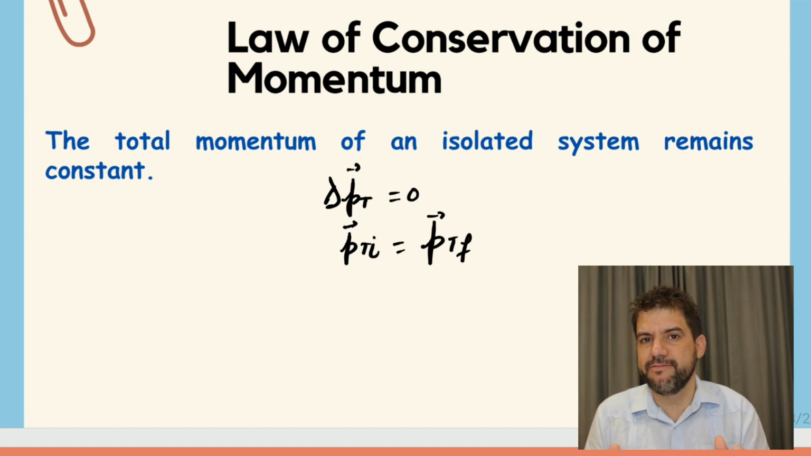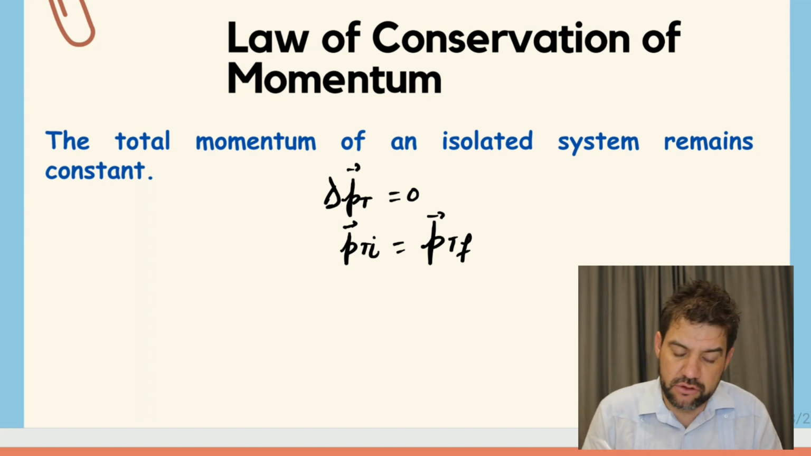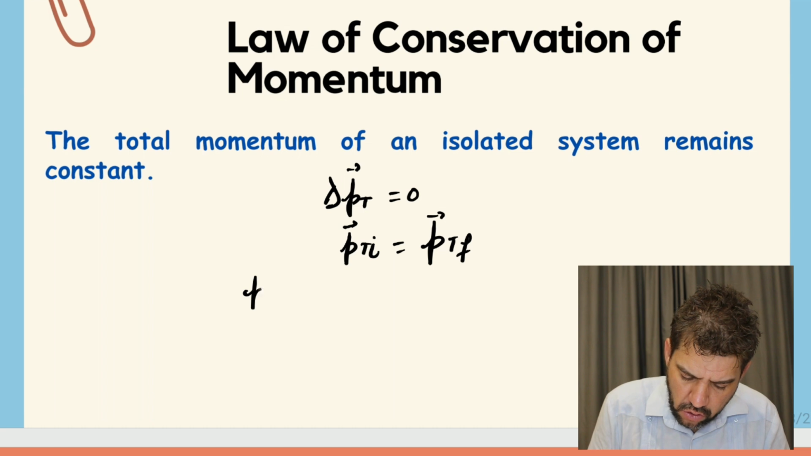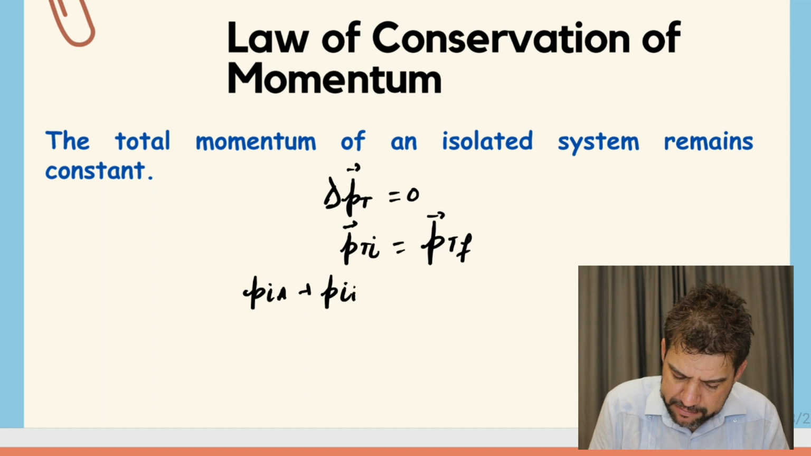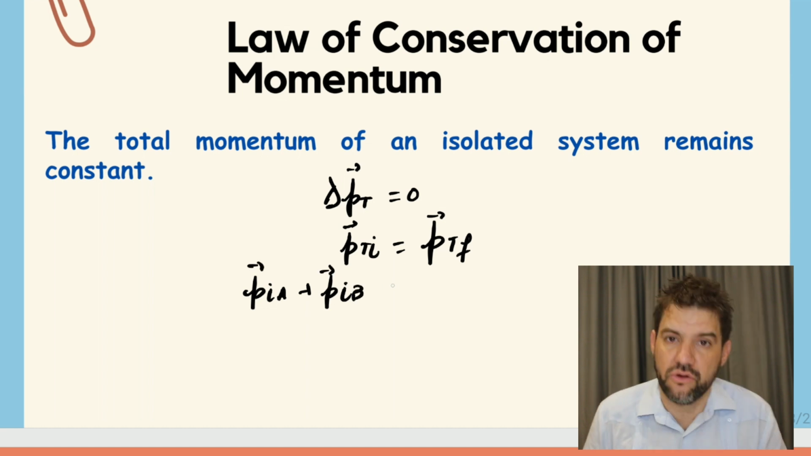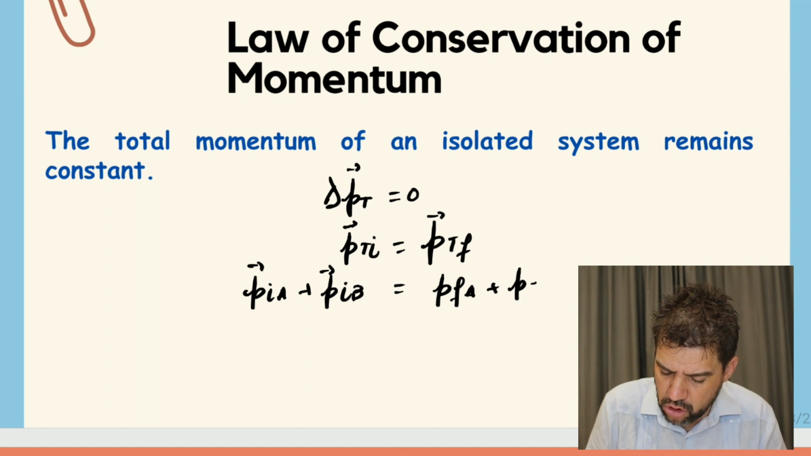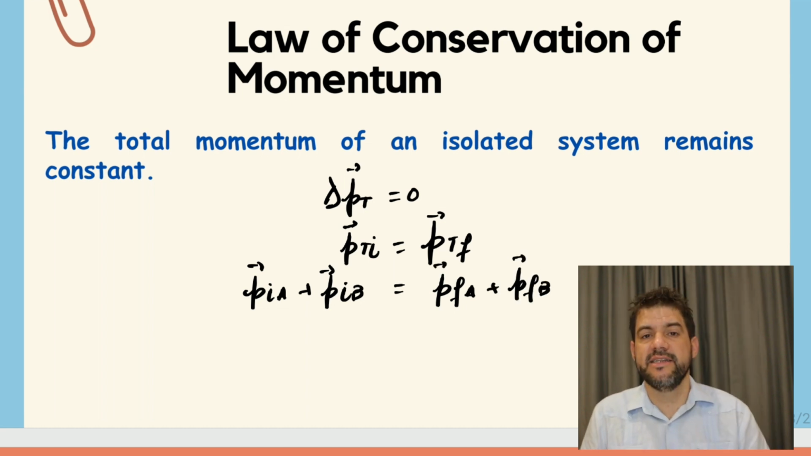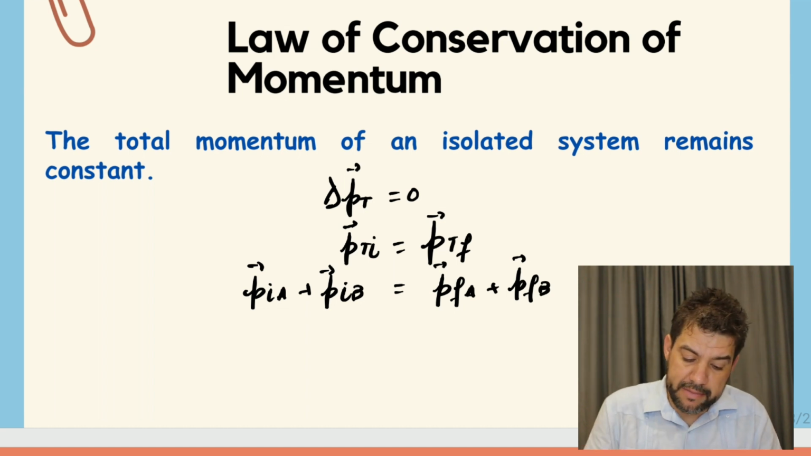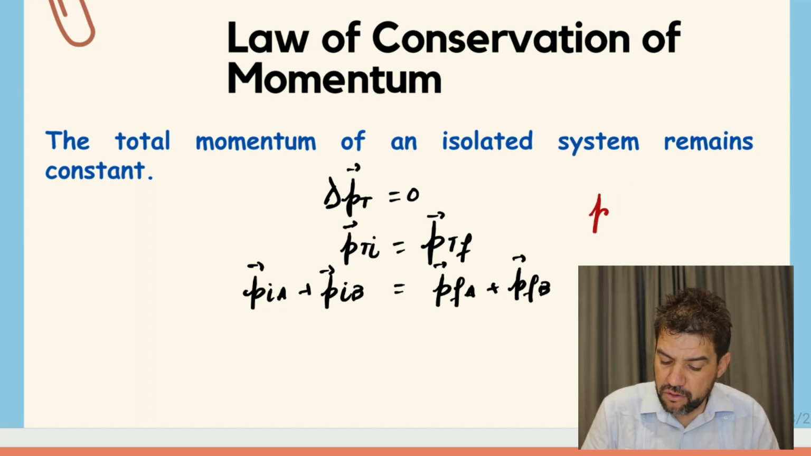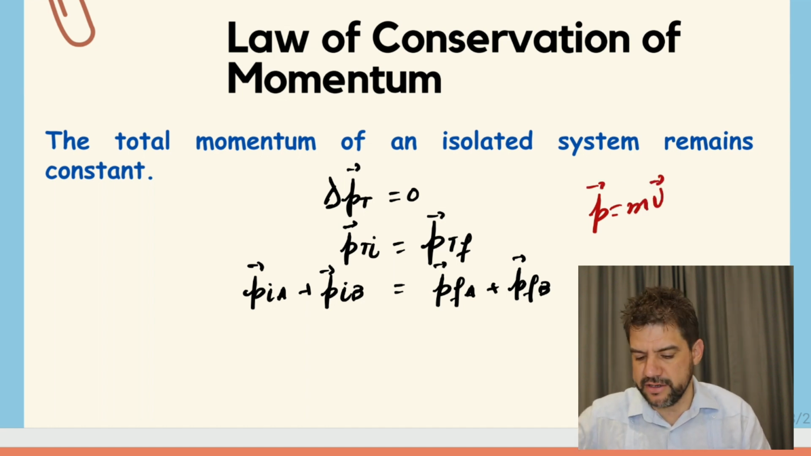Now, we are speaking about collision, we're speaking about interaction, so there is more than one object involved. The total initial momentum will be the addition of the initial momentum of object A plus the initial momentum of object B, and I'm going to keep the vector notation. And the total final momentum will be the addition of the final momentum of object A plus the final momentum of object B. That is the law of conservation of momentum. But remember that momentum is the product of mass and velocity of an object. It's an important definition.